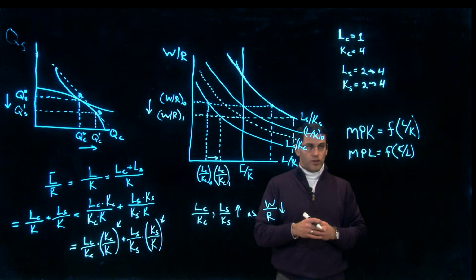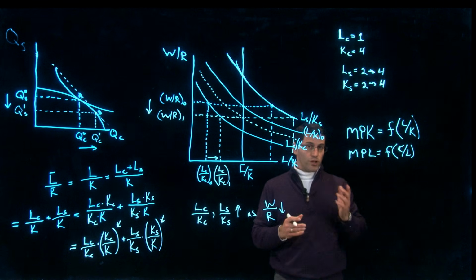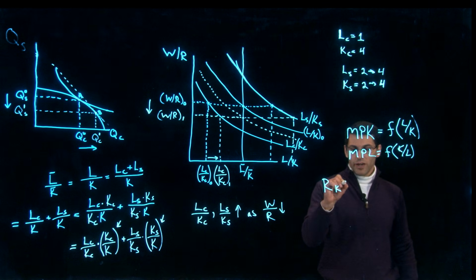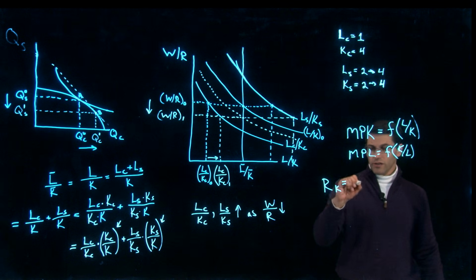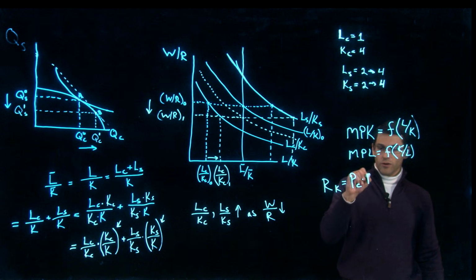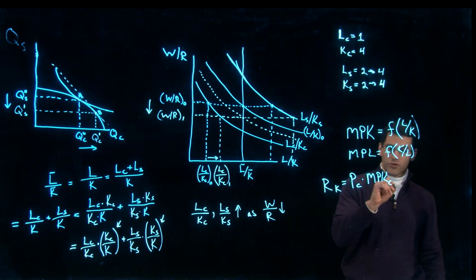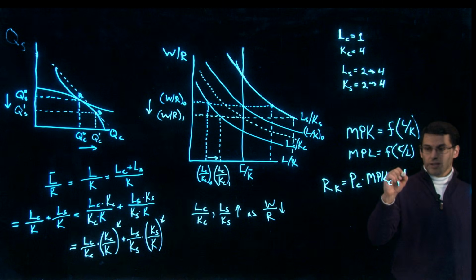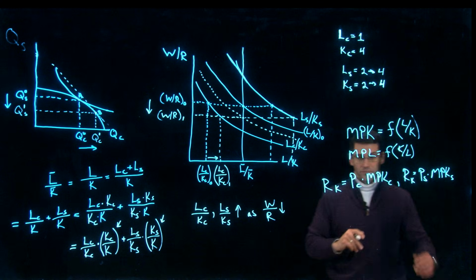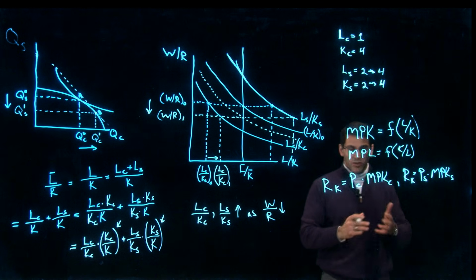Well, how is this useful? If we're looking at the real returns, well, what is the rental rate on capital? The rental rate on capital is equal to, I'll focus on the computer sector first, the price of computers times the marginal product of capital in computers. It also has to be equal in equilibrium, because we're using capital in both sectors, to the price of shoes times the marginal product of capital in shoes.